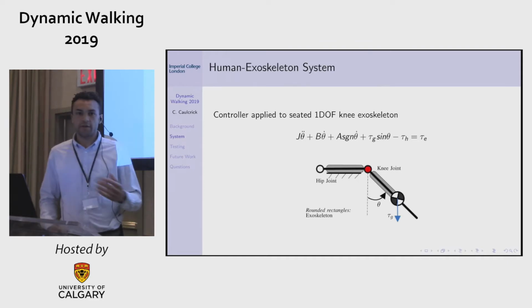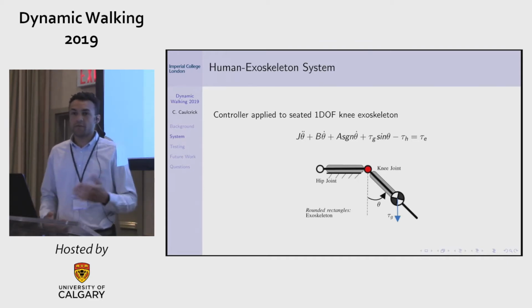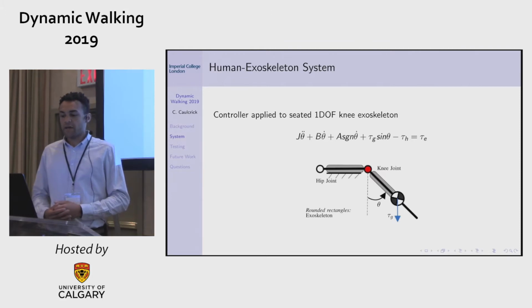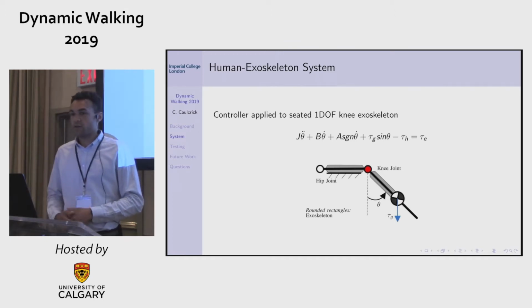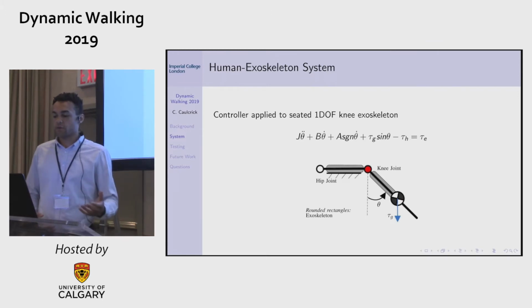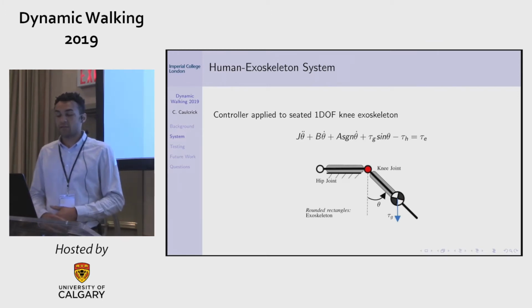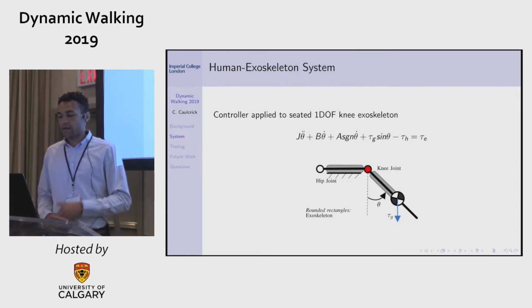So our controller is applied to a seated 1 degree of freedom knee exoskeleton. It uses the following human exoskeleton model. In this model, theta refers to the knee joint angle. Tau E is the exoskeleton torque, and tau H is the human torque. Our human torque is estimated from muscle activity signals, and we estimate this human torque using a linear antagonistic model.